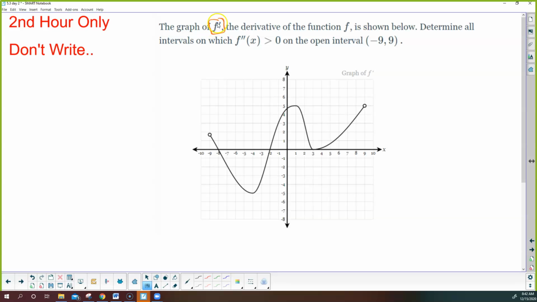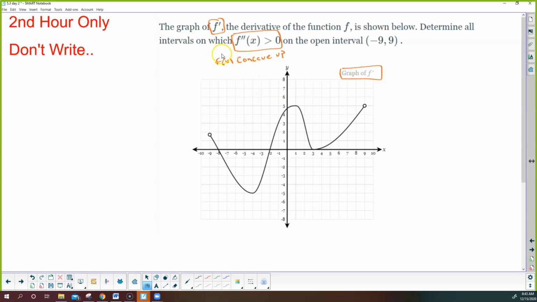Now they give me the graph of f prime. The derivative of the function is shown below. Determine all of the intervals on which f double prime is greater than 0. Well, what does that mean? What we're looking for is, now we have to be super careful here. We're looking for when is f of x concave up. But I don't have the graph of f. I have the graph of f prime.